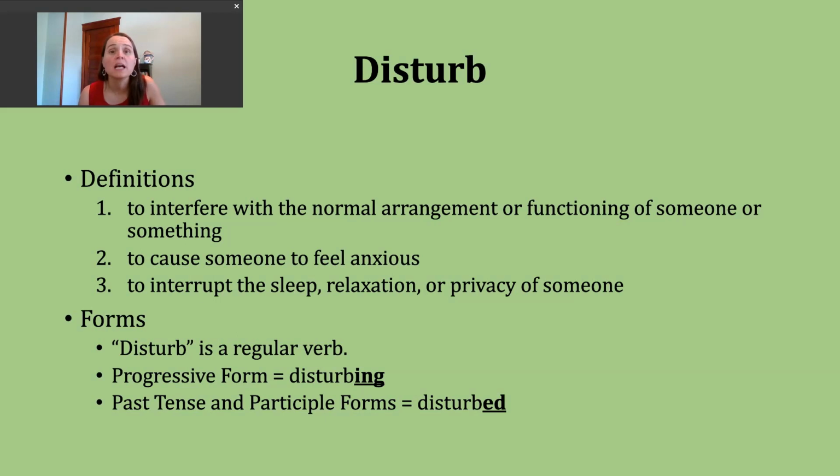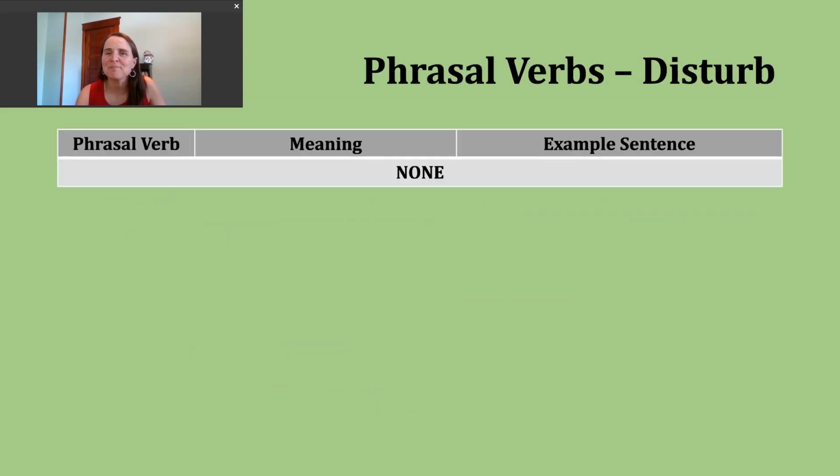Now our base verb, disturb, ends in a voiced sound. B sounds are voiced sounds. And this means that the ed ending is just going to make a D sound. I'm not going to add an extra syllable as I say it. So the past tense and participle forms should sound like this: disturbed, disturbed. Okay. You'll be happy to know we don't have any additional phrasal verbs that we need to study today.